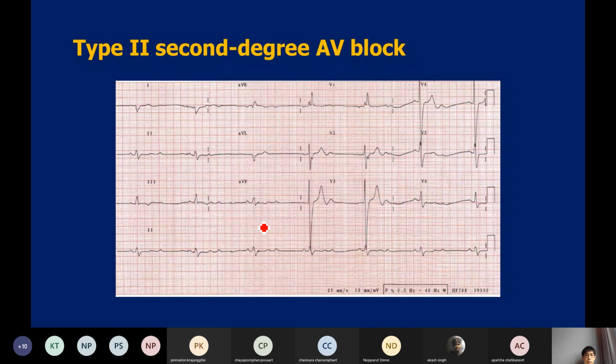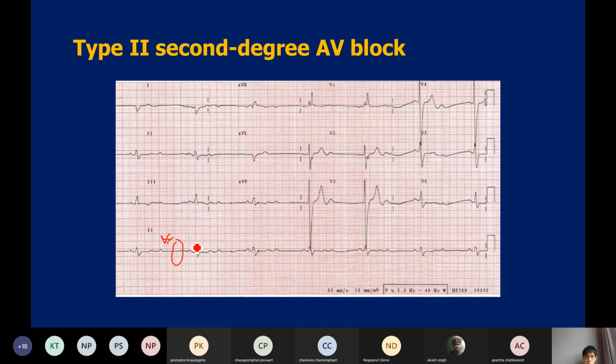And there is another type of second degree AV block, a type 2 second degree AV block. In this type, there is no progressive lengthening of the PR interval. The impulse would only drop from the atrium to the ventricle. You can see that this is a P wave without conduction into the ventricle. There is no QRS here.